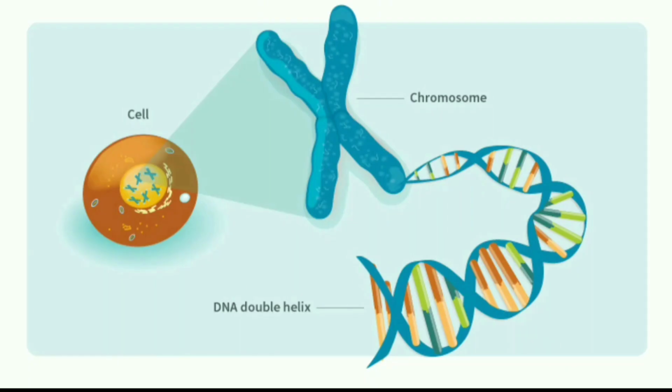So the first step in recombinant DNA technology is the isolation of DNA. DNA has to be isolated first. DNA is present inside the nucleus. Inside the nucleus there are many chromosomes, and inside the chromosome it is DNA. So in order to get the DNA, we first have to treat the cell. That is, the cell has to first break in order to get the DNA.